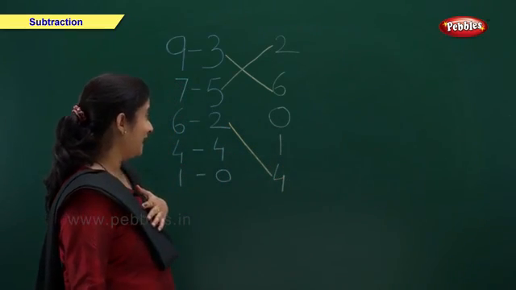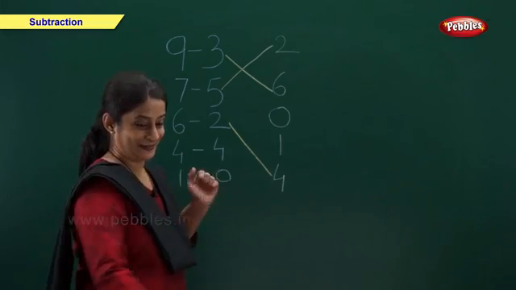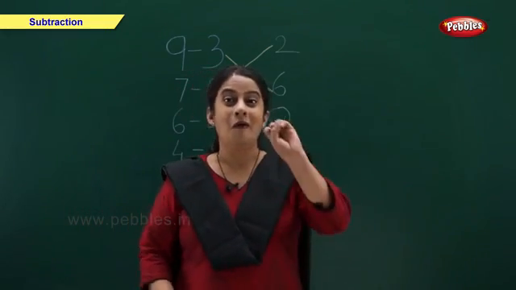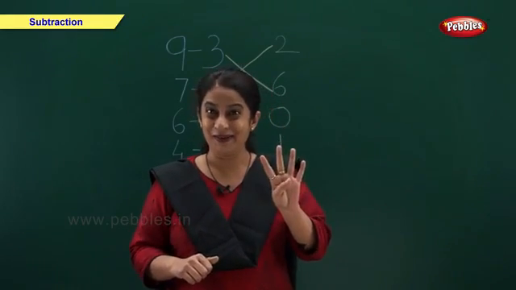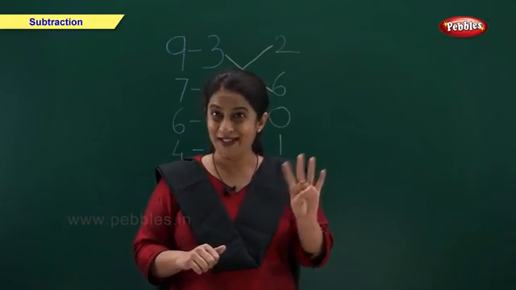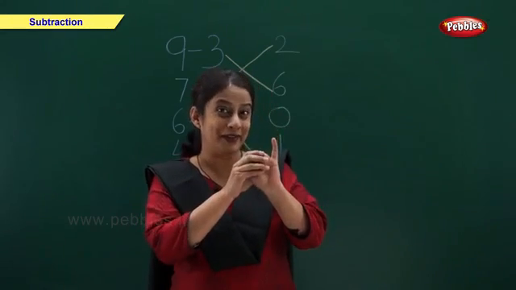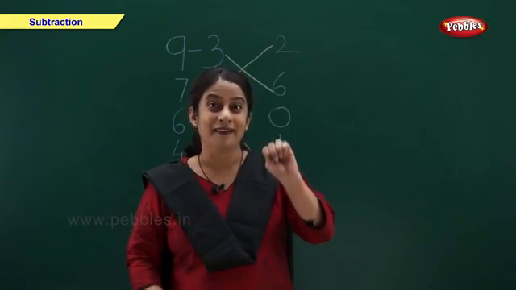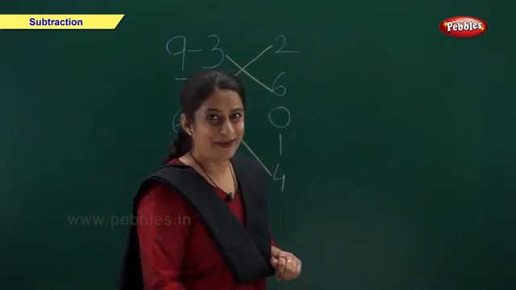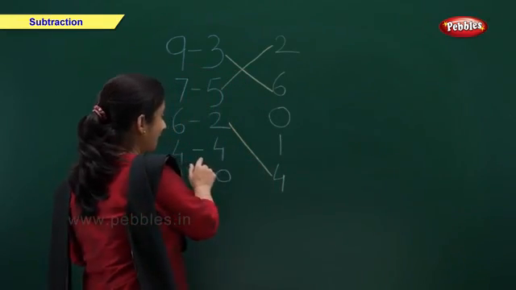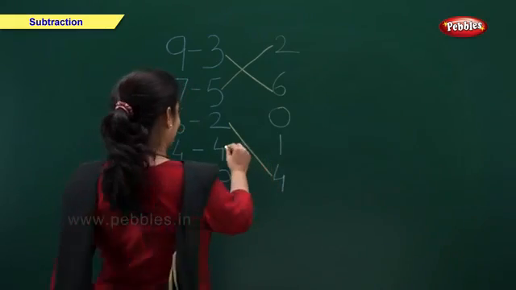And now we have 4 minus 4. 1, 2, 3, 4. So now let's remove 4 fingers from 4. 1, 2, 3, 4. That is 0 fingers. So the answer will be 4 minus 4 is equal to 0.